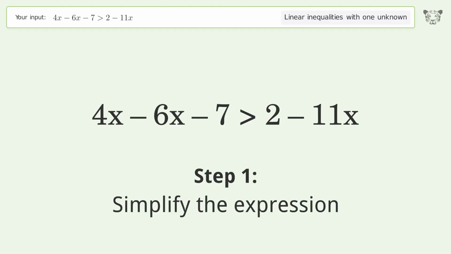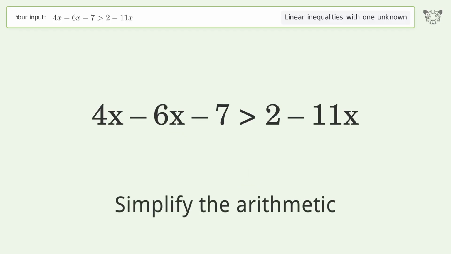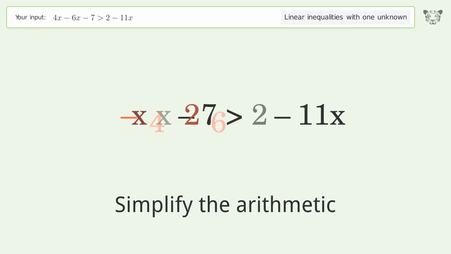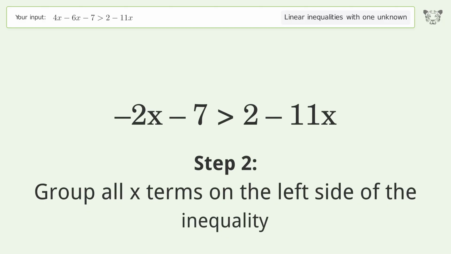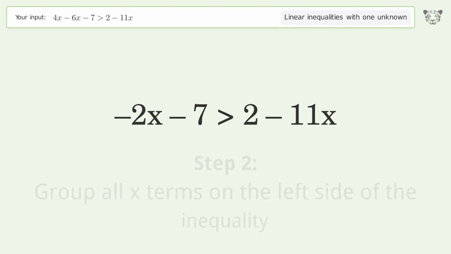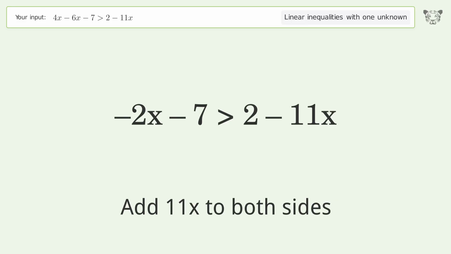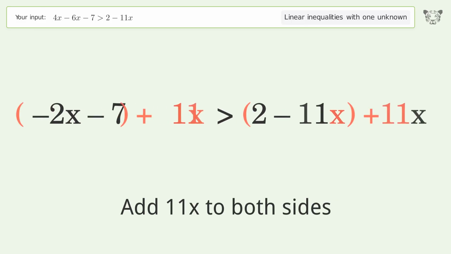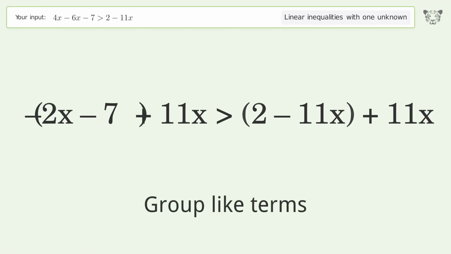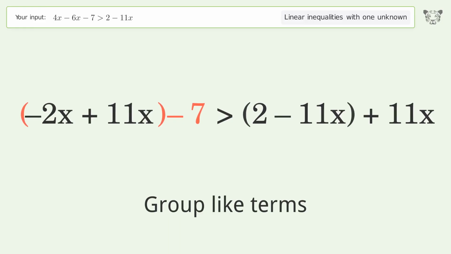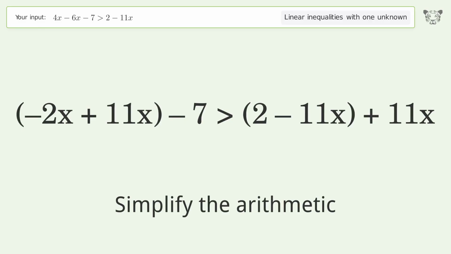Simplify the expression. Simplify the arithmetic. Group all x terms on the left side of the inequality. Add 11x to both sides. Group like terms. Simplify the arithmetic.